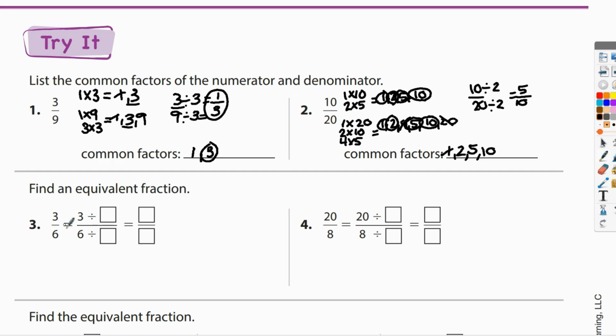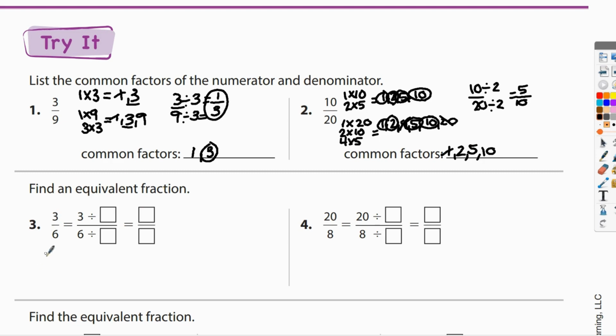Okay? Now, and again, no, I did not simplify. I could keep dividing it because I could divide this by 5, but we just stopped there. So let's look over here. Find an equivalent fraction. Same thing.